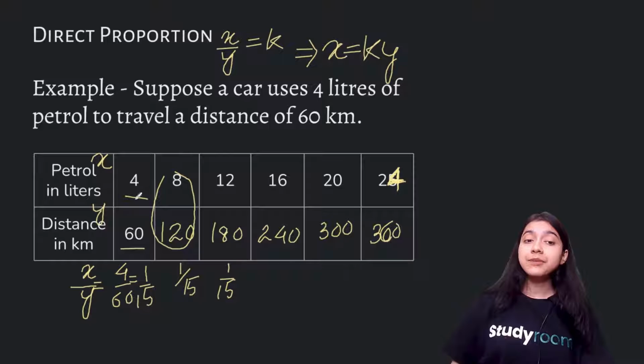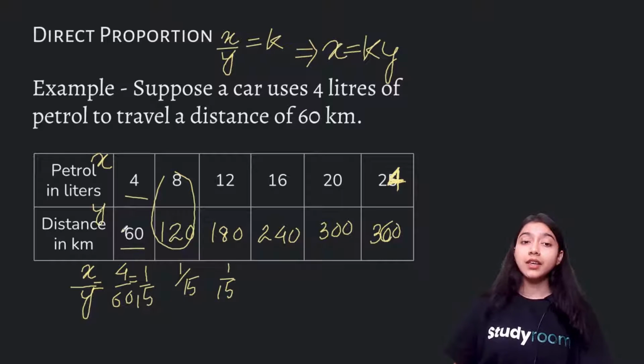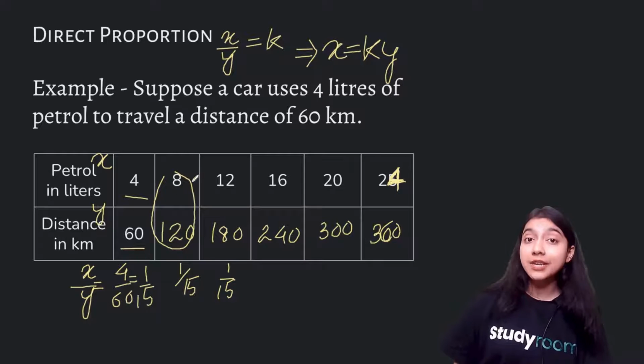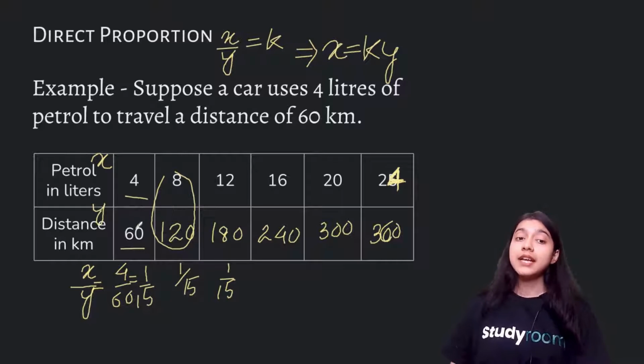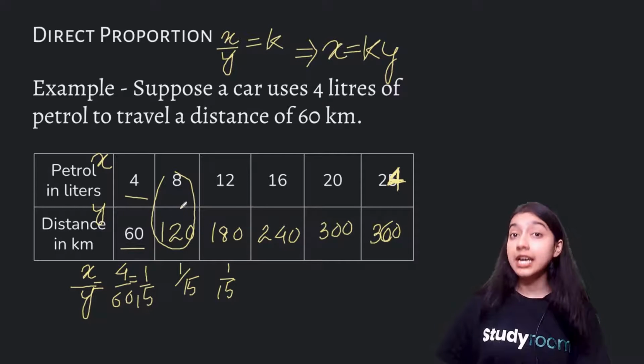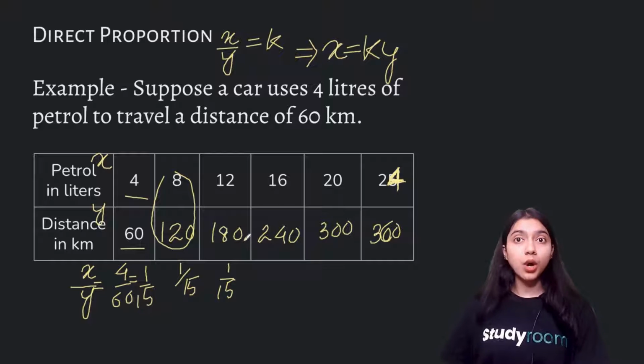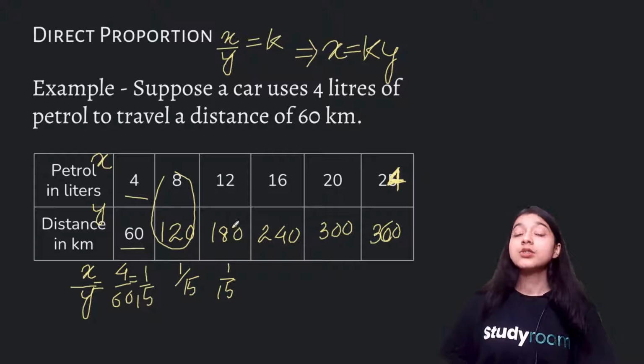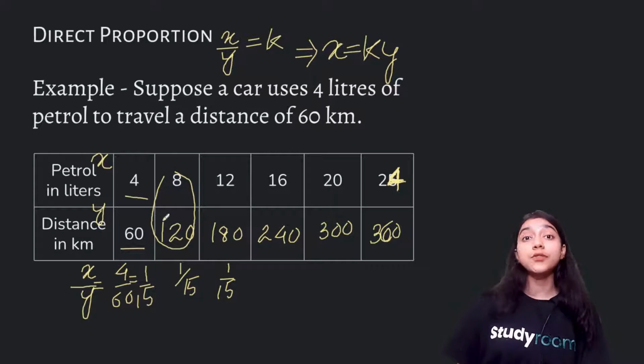Over here we can see that 60 is nothing but k times 4, and similarly 120 is nothing but k times 8. This k is constant. 60 is 15 times 4, 120 is 15 times 8. So this k remains constant in each and every case. So this was our conclusion in case of direct proportion.